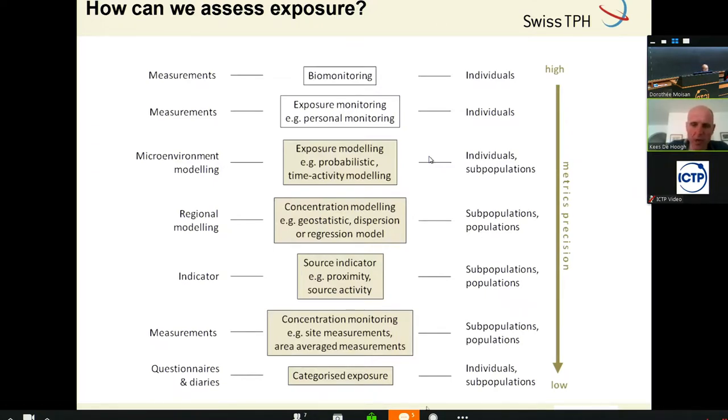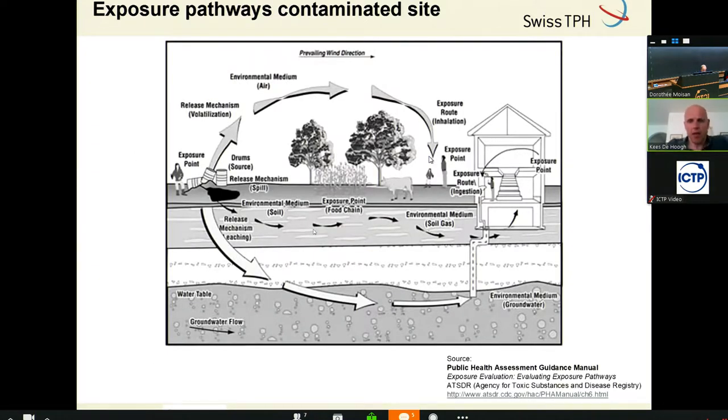So it's one of the lowest, but of course also very often used in exposure assessment of populations. So this is how we can assess exposure. And here is an example of the different exposure pathways in a contaminated site.